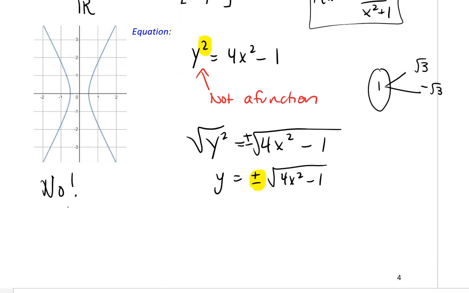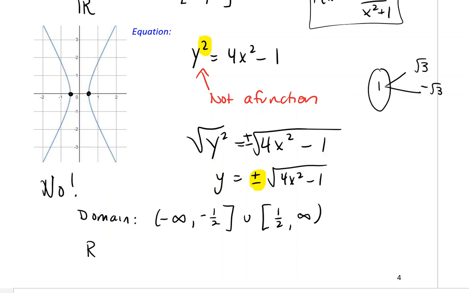We can still have a domain and a range. It's a little hard to tell right on this one. Our domain is from negative infinity to negative 1/2. I know it is, but you would probably be estimating it. And then 1/2 to infinity. Okay. Again, I don't want to include any of this spot in the middle, so that's why I have to have that break. And my range is all real numbers or negative infinity.